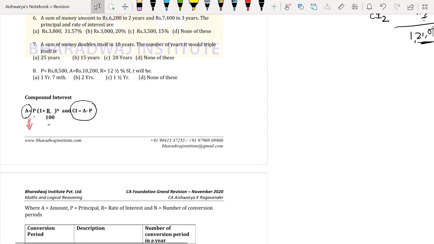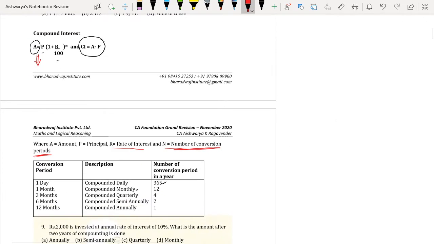Now, what is your compound interest formula? P into 1 plus R by 100, the whole power N. So P denotes the principal again, R is the rate of interest, N is the number of conversion periods. So I am using a different term here called conversion period. Because what will happen in this formula is, if I am doing daily compounding, I will be doing P into 1 plus R. R is always given per annum, rate percent per annum.